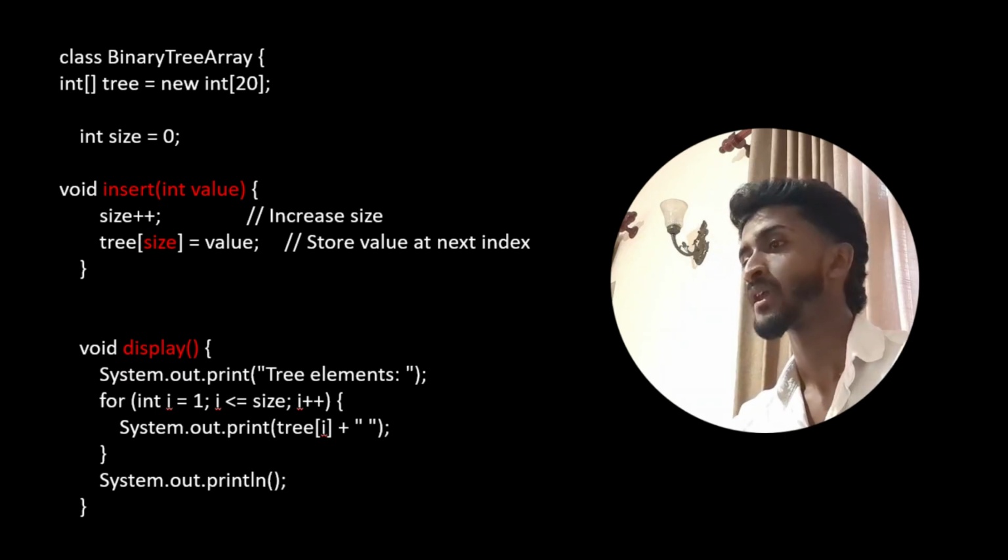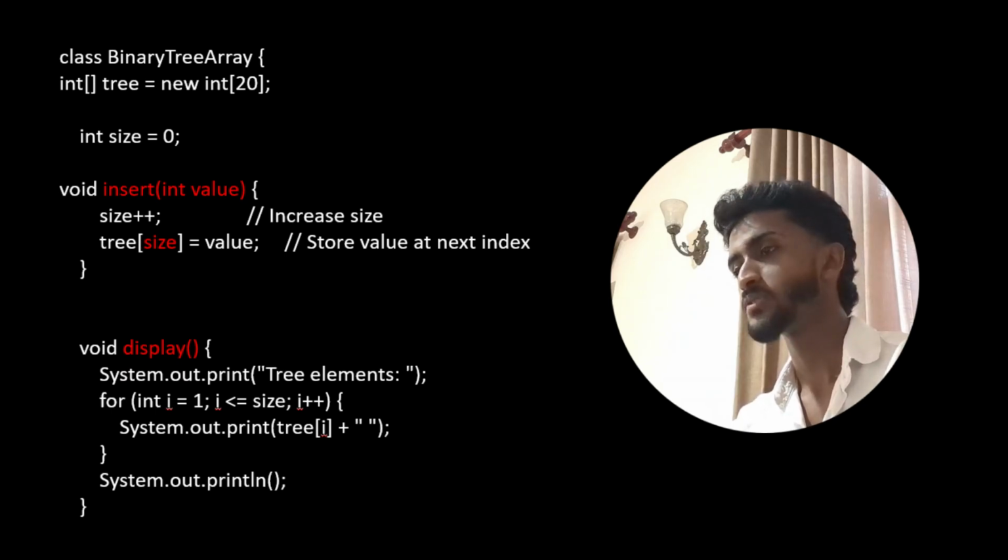Now look at the insert method. When we insert a value, first we increase the size by 1. Then we store the value in the array at that index. This means the nodes are added level by level from left to right. Now look at the display method. This method prints all the values in the array from index 1 to the last index. This shows how the tree is stored in the array.